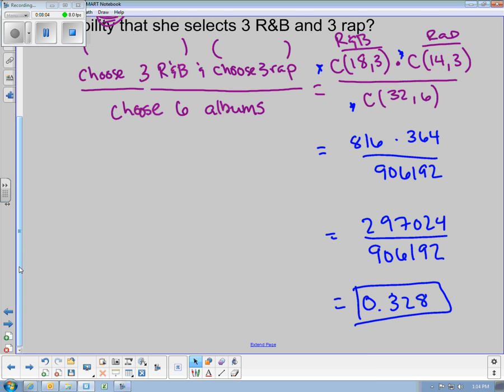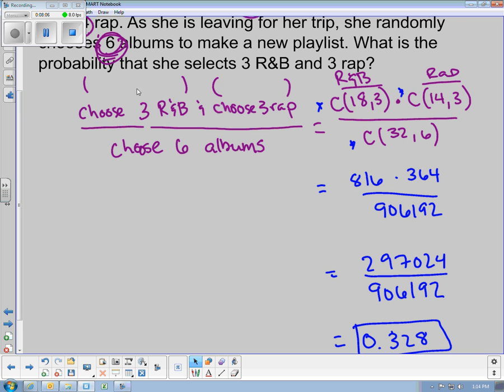So we had to figure out the choices that she could make. She could choose 3 from 18 choices. She could choose 3 from 14 choices. She could choose 6 from 32 choices. So those all involved combinations. We had to use combinations within our probability.